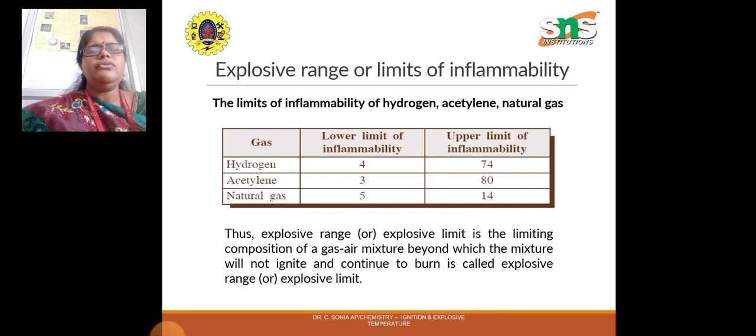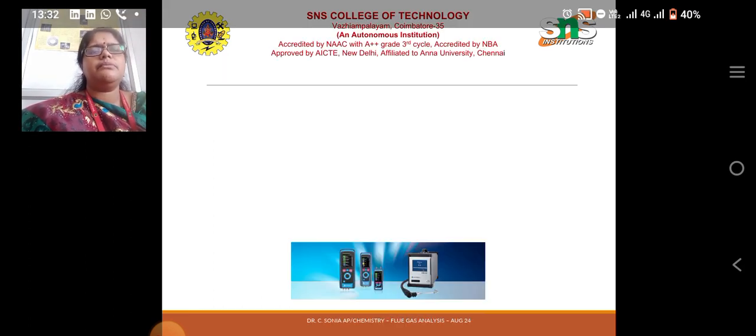Thus the explosive range or explosive limit is the limiting composition of the gas-air mixture beyond which the mixture will not ignite and continue to burn.